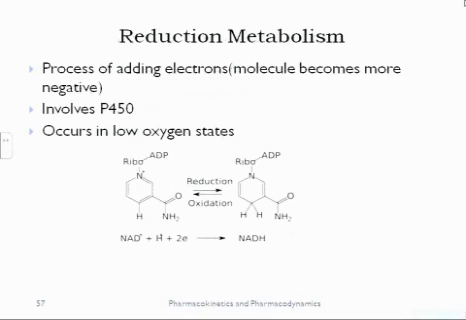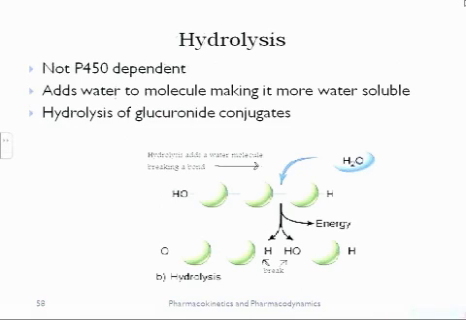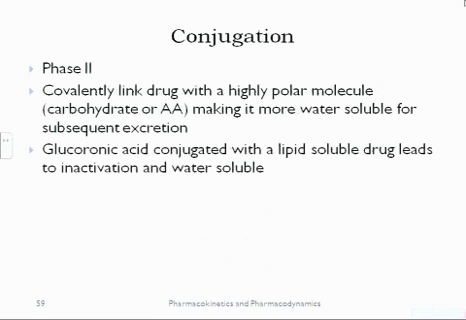Reduction processes basically are the next step, which is the process of adding electrons. This also involves the P450 system, but it can occur in low oxygen states. So it's something that you see, but rarely, thank goodness, in the liver. Hydrolysis is the next one. The hydrolysis doesn't require the P450 system. It adds basically water to the molecule, making it water soluble, and eventually it causes hydrolysis of glucuronide conjugates to take place. You can see the actual medication will break and cleave into different components by hydrolysis.